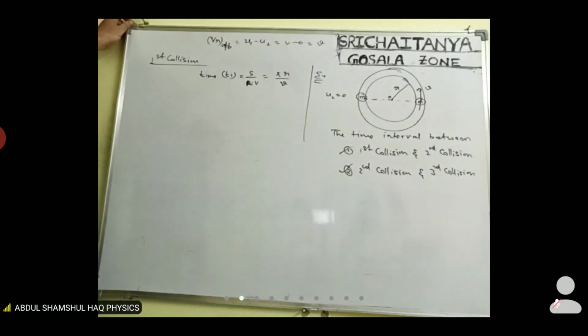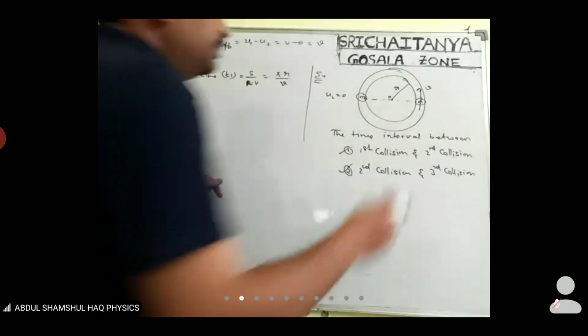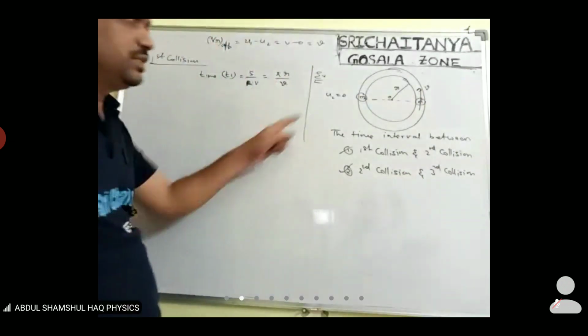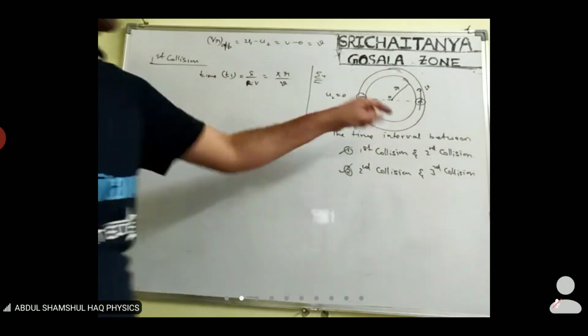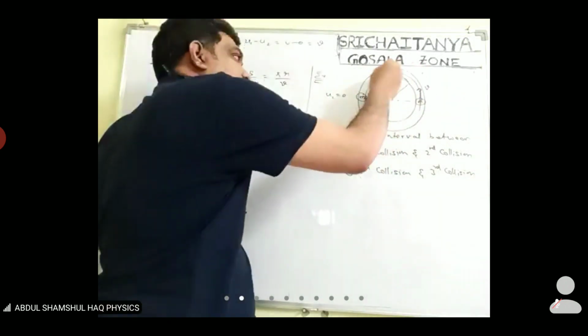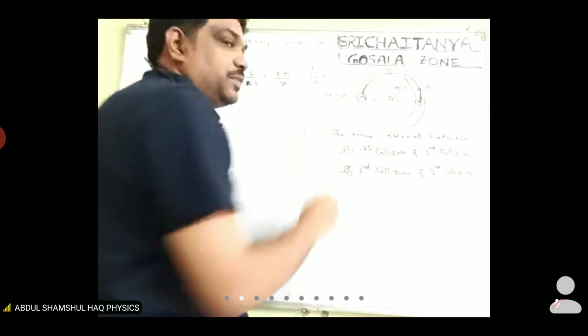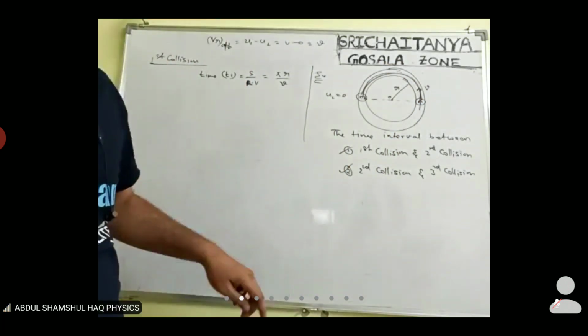Understood, ma'am? Relative velocity of approach: the first body is moving with a velocity v1, the second body is at rest. This travels this much distance and strikes. And this is half the circumference.